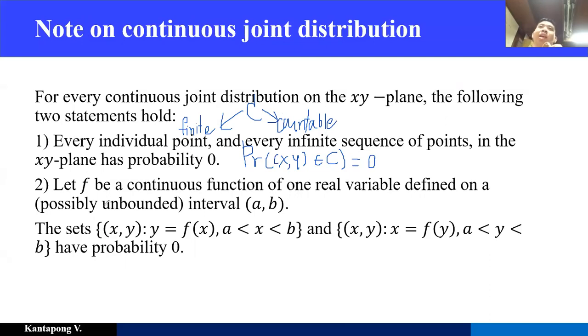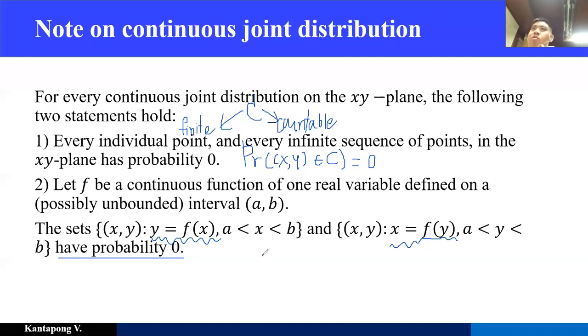The second one is that let f be a continuous function of a real variable defined on a possibly unbounded interval (a, b). If we define the function, say y is a function of x, or x is a function of y, and we pick the points on that function, this also has probability 0. It's just like a line.